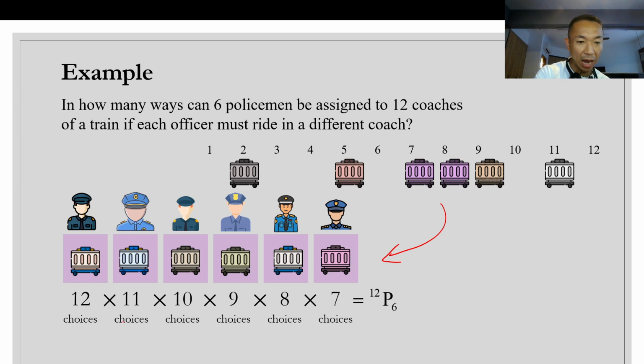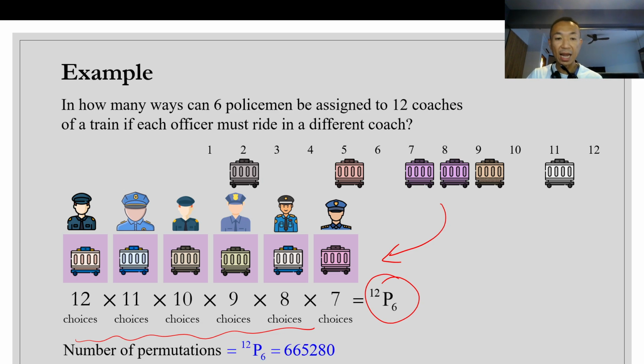Most people, I do not recommend you to write this out. You immediately write this. Okay, this is just for illustration, as an example. You just write 12P6 and then you use your calculator and then you get your answer. Alright? Thanks.